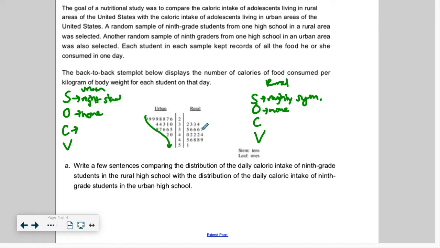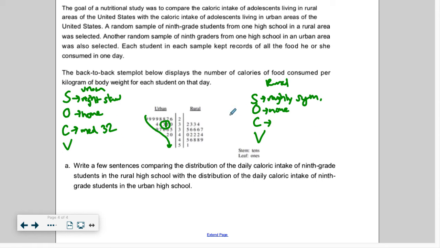Now for center, since my urban was skewed, I would want to use the median. Now there are 20 data points here, so I could count up to 10. So 1, 2, 3, 4, 5, 6, 7, 8, 9, 10. So between 31 and 33, that is my midpoint. I need to average together since I had an even number of data. So that's going to give me median of 32.